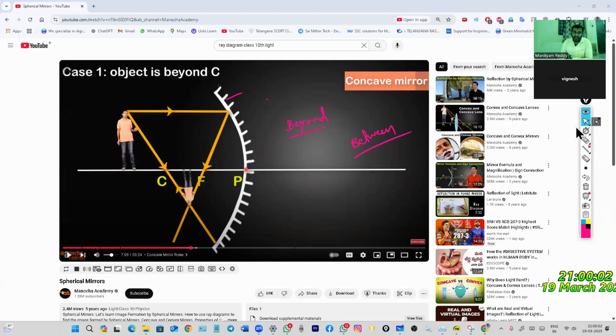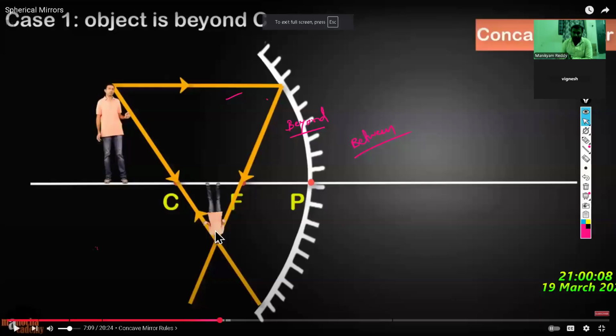Did you understand? See, the person is completely reversed here. Head is down, legs are up. Are you seeing the image? Okay. Yes, sir. The person releases two rays.